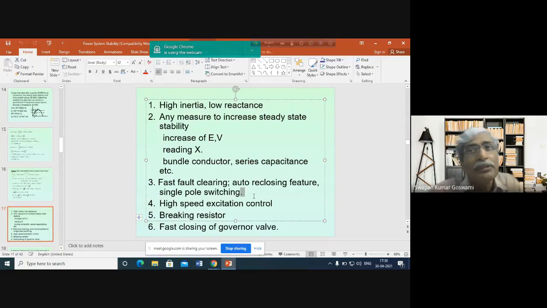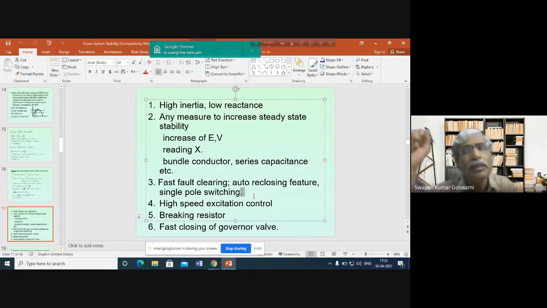Rather, single pole switching type circuit breakers are obviously costly, because single pole switching means only the faulty phase will be opened. So a separate mechanism will be required in the circuit breaker for opening and closing. But in case of a three-phase circuit breaker, a single mechanism will be sufficient to open and close all the three phases together. But this configuration of the circuit breaker will help in improving the transient stability of the power system.